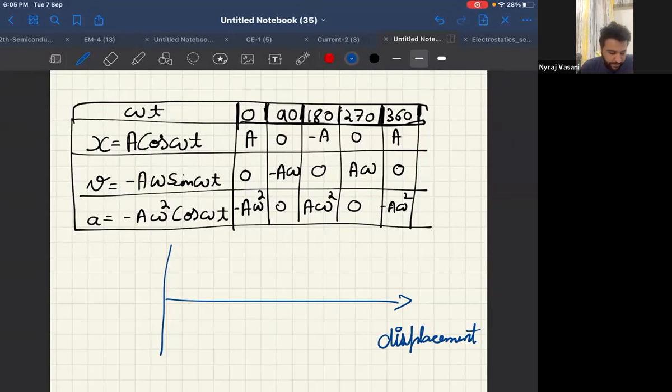So the maximum is A, the minimum is minus A. Maximum is A, minimum is minus A. Therefore, it is A, 0, minus A, 0, A.